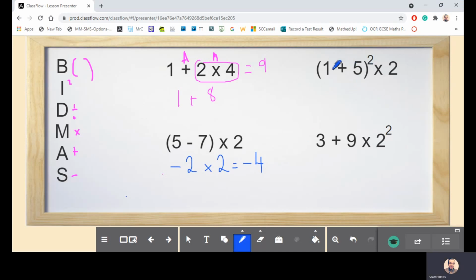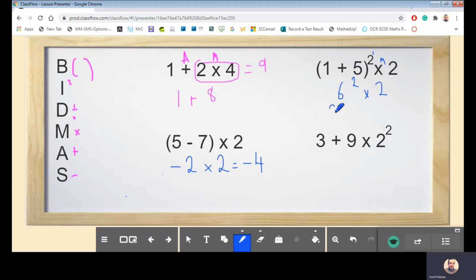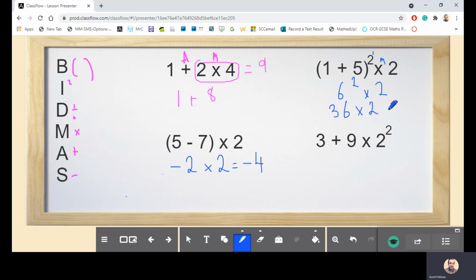This one, we've got a bracket. So we're going to do inside the bracket first. So 1 plus 5, which is 6. So we've got 6 squared times 2. So now we've got an I and an M. So do the I first. So 6 squared. Remember that's 6 times 6, which is 36 times by 2. So we've only got the M left now. 36 times by 2 is 72.